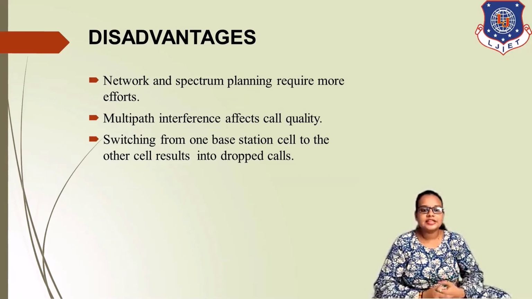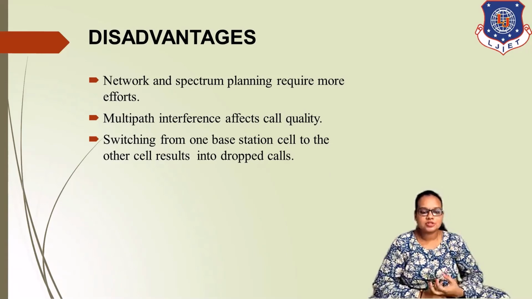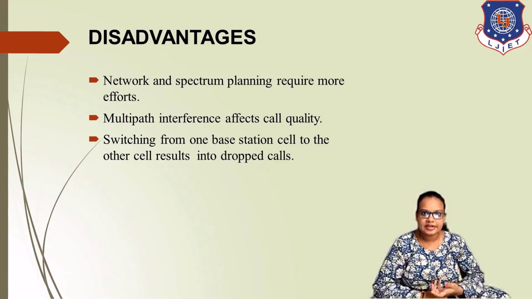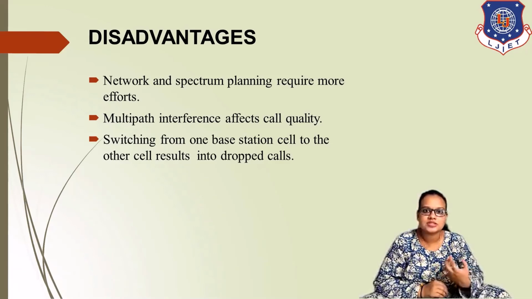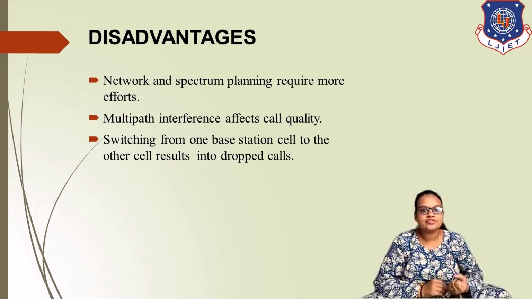Then multipath interference affects call quality, right? As the whole frequency band is working for that particular time slot, there is a possibility of multipath interference, right? In FDMA, there was adjacent channel interference due to the frequency slots, right? And switching from one base station cell to the other cell results in a dropped call.